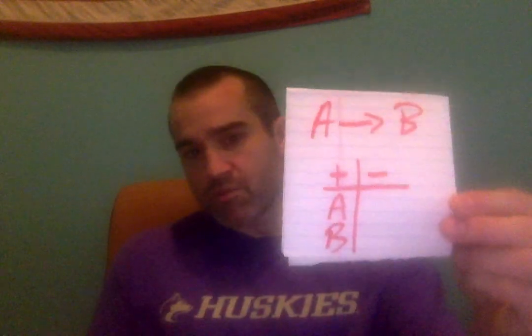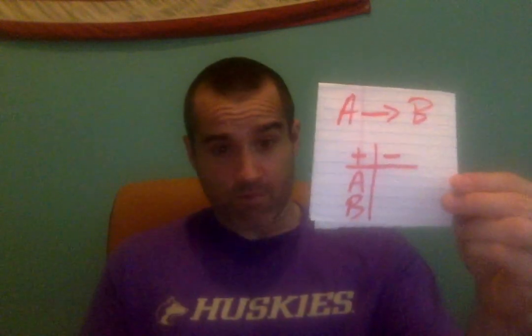A leads to B. So if Ashley goes, I'm going to put her in my plus column, and that means Brock goes. Great, A leads to B. So if A goes, then B goes. Fine. Well, what if you got a trigger in another question that told you that Brock doesn't go to the party, so what must be true or what must be false or whatever?